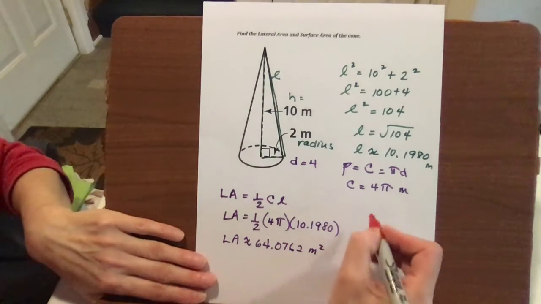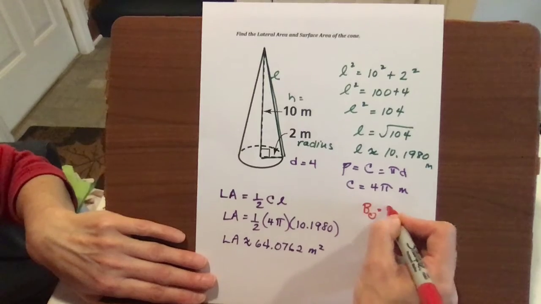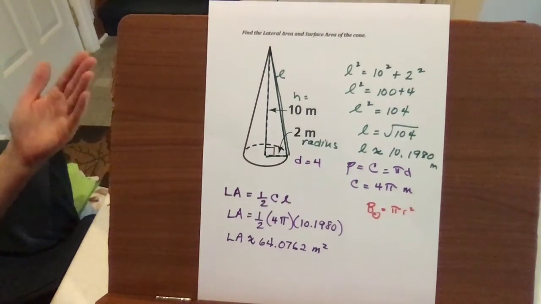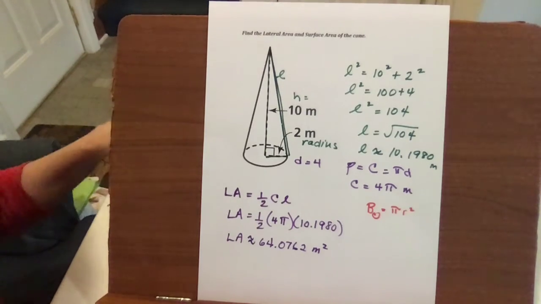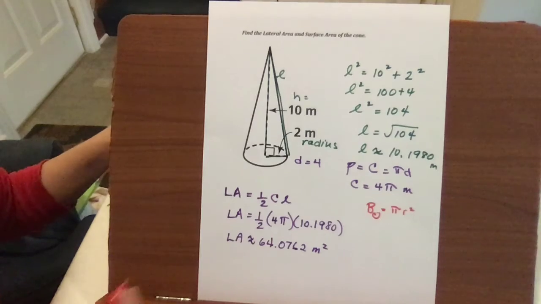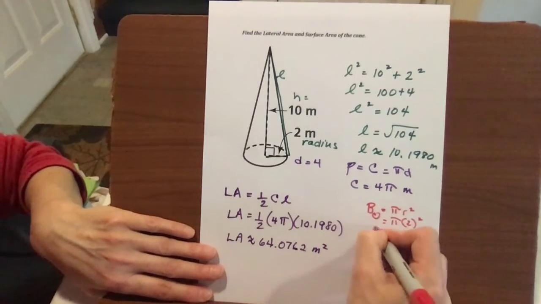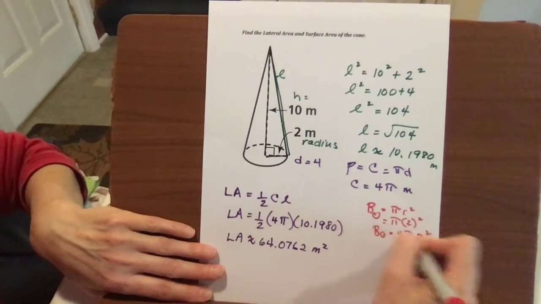Now we need to get surface area, but we need our base area, and our base is a circle, and that's pi r squared. So again, the general rule is base area: you know what your base is, you know what the rule is, pi r squared for circles. So our base area is going to be pi times 2 squared. So our base area is 4 pi meters squared.